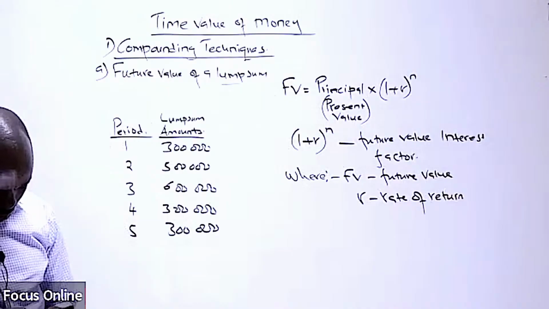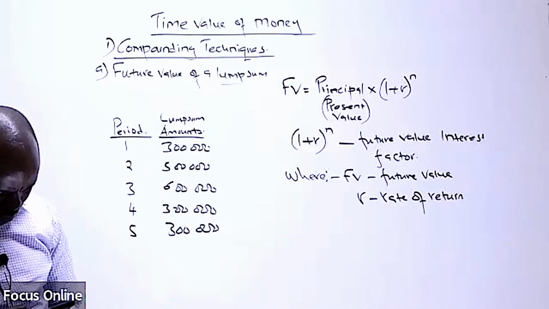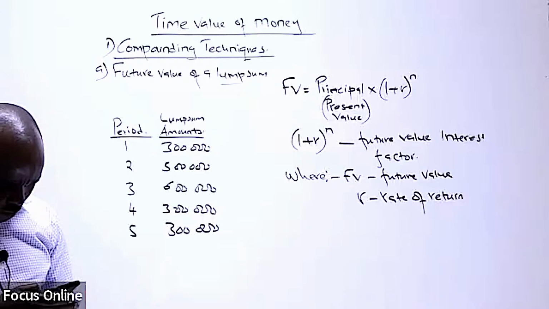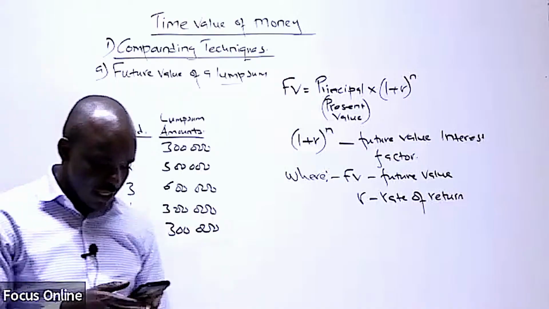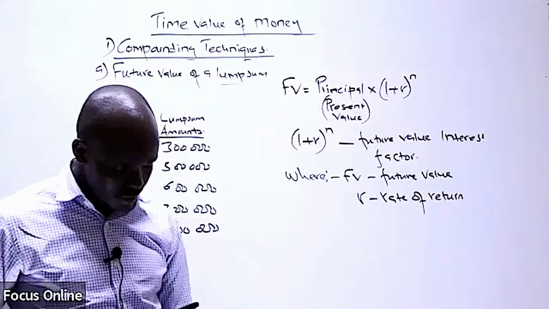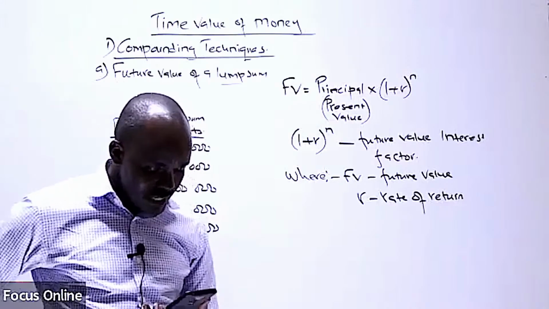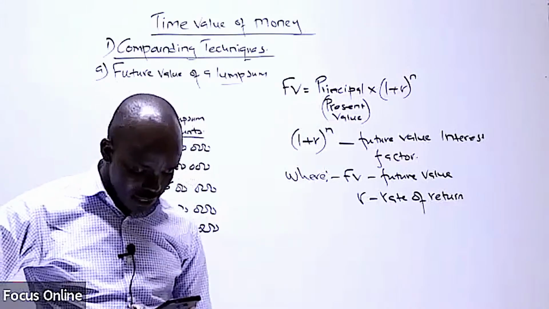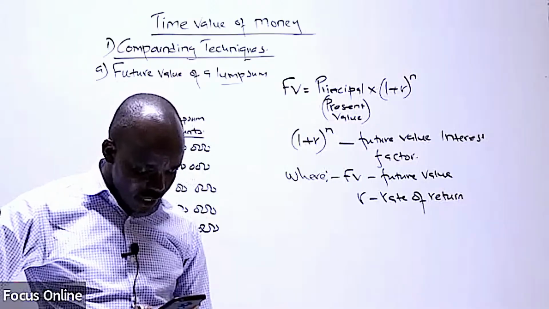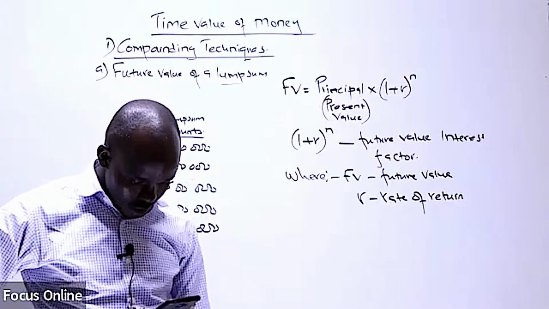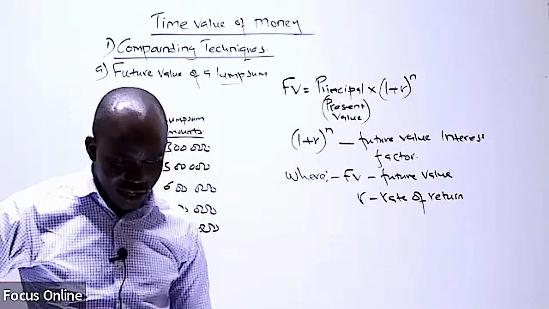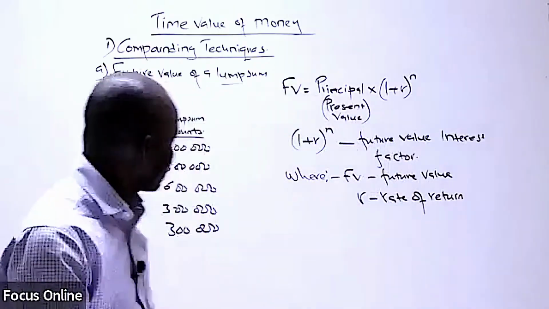Do we have an example there? Yes, there is an example. Look at that example. They're saying, assume that you've just invested Kenya shillings 100,000. The investment is expected to earn interest at a rate of 20% compounded annually. Determine the future value of the investment after 3 years.